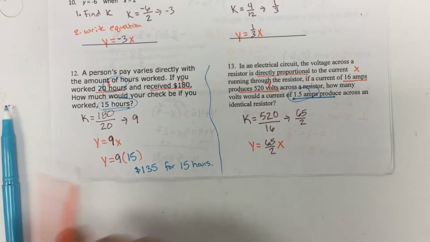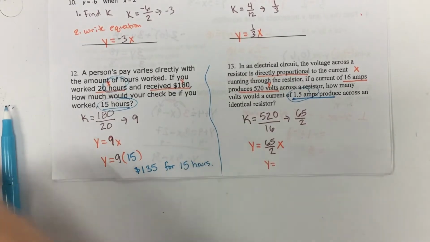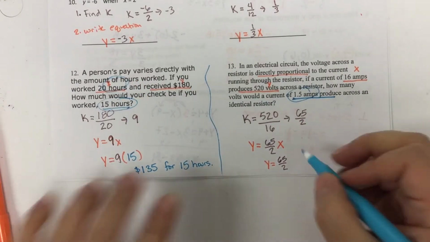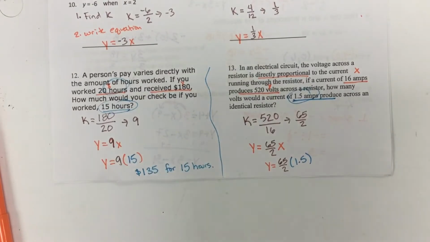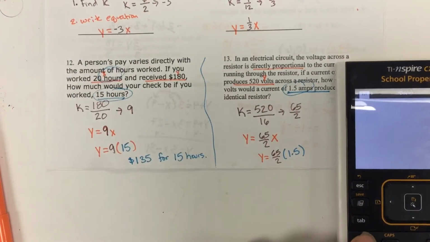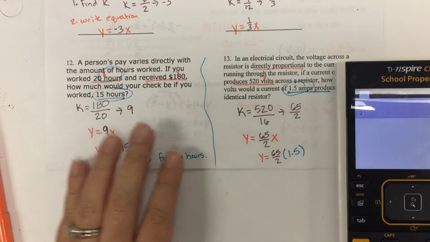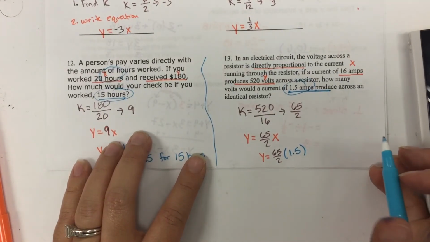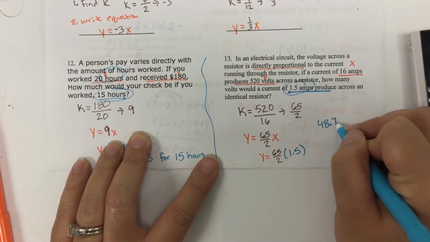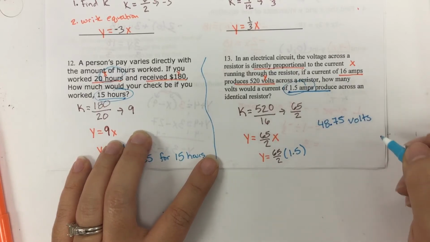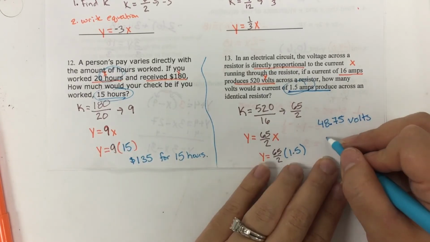So what I'm going to do is I have now y equals that 65 over 2, but instead of being multiplied by x, I'm going to multiply by that 1.5. And in here, you're welcome to use your calculator. That's what I'm going to do. So I have control divide gives me my fraction. So I have 65 over 2. And I'm going to multiply this by 1.5. And it comes out to 48.75. So I have 48.75 volts are produced.